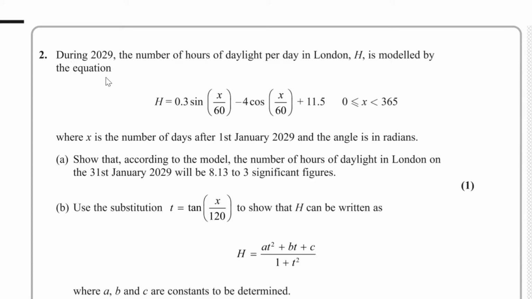Question number 2. During 2029, the number of hours of daylight per day in London, h, is modelled by the equation h equals 0.3 sine of x upon 60, subtract 4 multiplied by the cosine of x upon 60 plus 11.5, where x is in between 0 and 365. X is the number of days after the 1st of January 2029, and the angle is in radians. For part A, we have to show that according to the model, the number of hours of daylight in London on the 31st of January 2029 will be 8.13 to 3 significant figures.